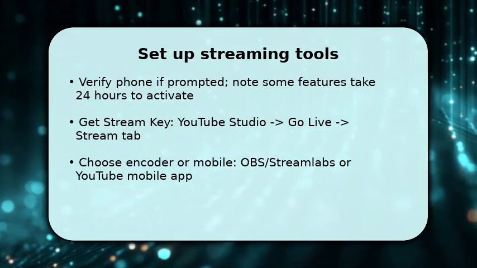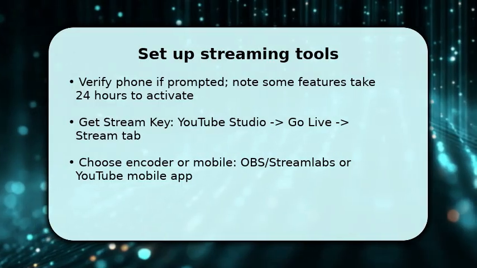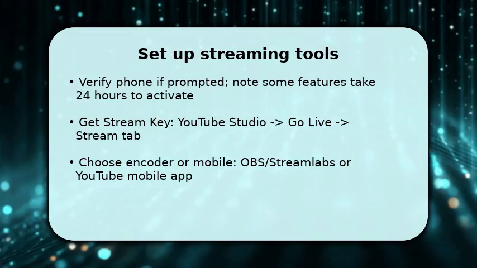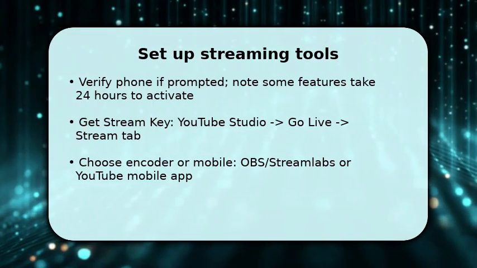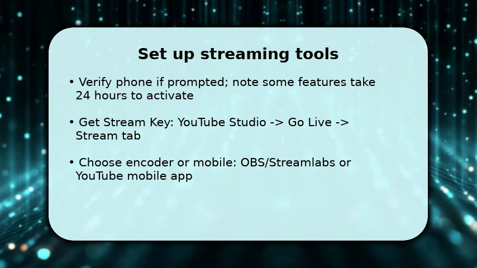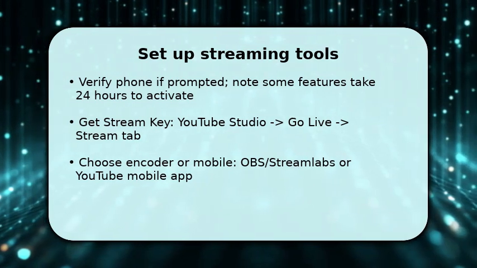Keep it private. Choose an encoder like OBS or Streamlabs for desktop, or enable mobile streaming in the app if eligible. Configure resolution, bitrate, and latency in your encoder to match YouTube's recommended settings before you test a local stream.